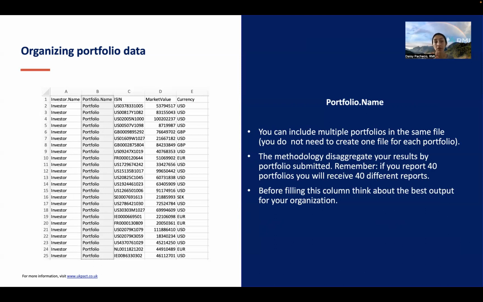So if you have here, for example, in this column, 40 different portfolio names, you will receive 40 different reports. You will be able to generate 40 different reports that at the end you can also aggregate, but it's important that every name that you have here in your portfolio name is associated with one portfolio, so you will have results for each one of them. Before filling this column, think about the best output for your organization. If you want to, for example, assess different portfolios at a time, make sure that you use different names.